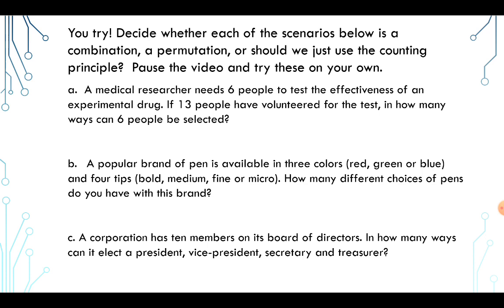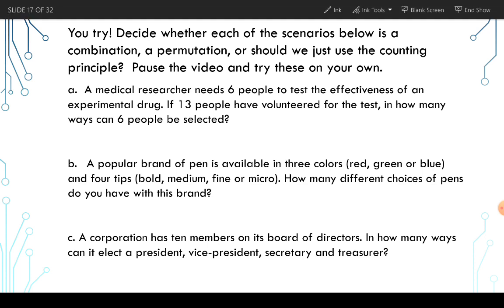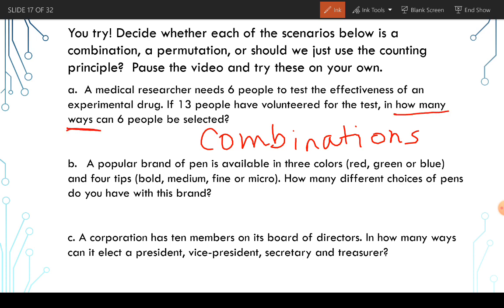Part A. A medical researcher needs 6 people to test the effectiveness of an experimental drug. If 13 people have volunteered for the test, in how many ways can 6 people be selected? So what are the combinations of people that can be selected? So this is a combination type problem. Keywords here is how many ways. Usually when we see how many ways, we can decide that it's a combination problem.